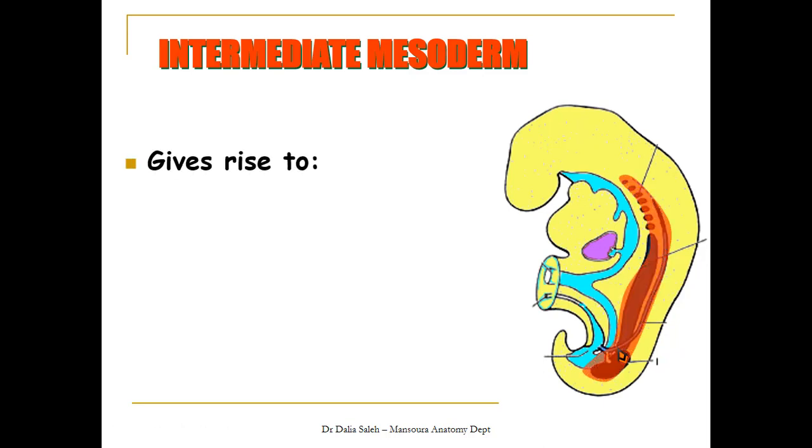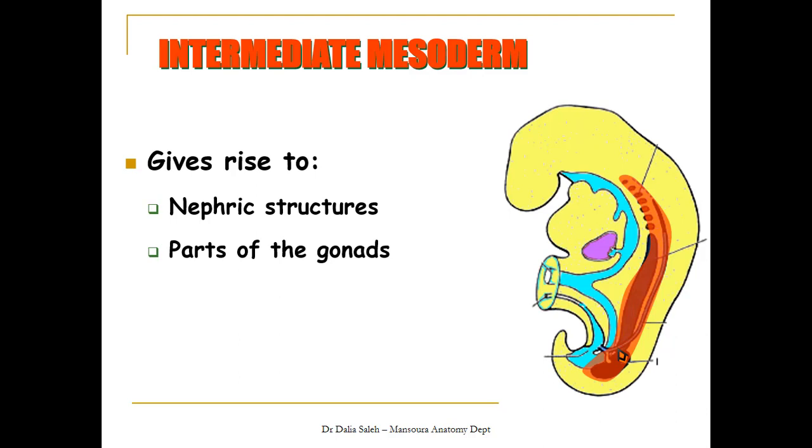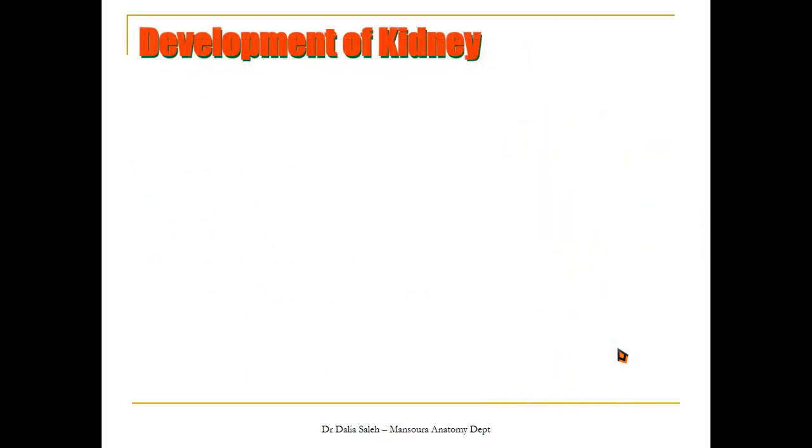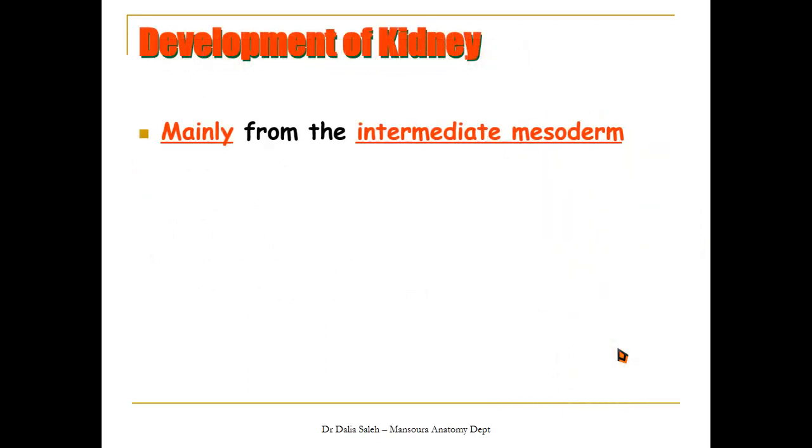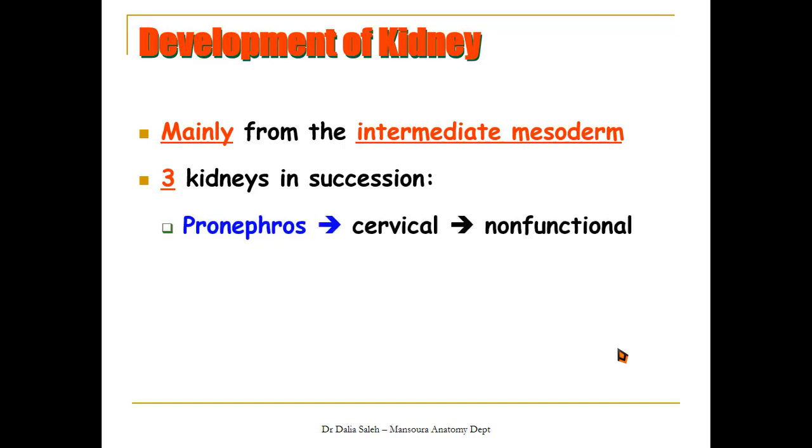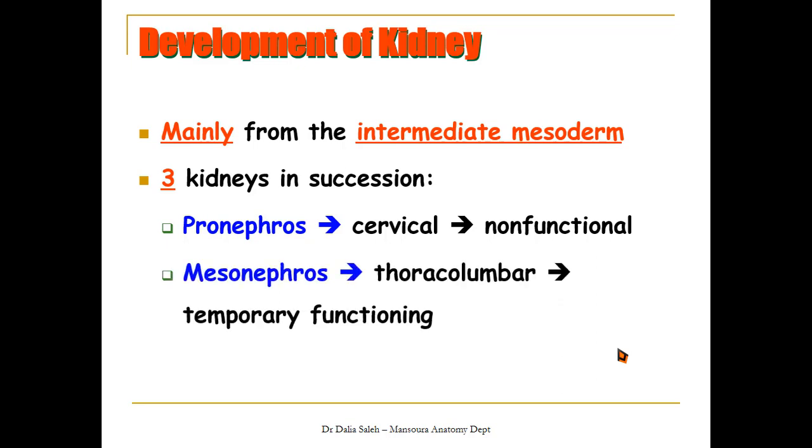So the intermediate mesoderm will give rise to the following: nephric structures, parts of the gonads, and the male genital duct system. The kidneys arise mainly from the intermediate mesoderm. There are three kidneys that appear in succession. First, the pronephros appears in the cervical region and it is non-functioning. Then the mesonephros appears at the thoracolumbar region and has a temporary function. Then the metanephros, or the definitive kidney, appears.